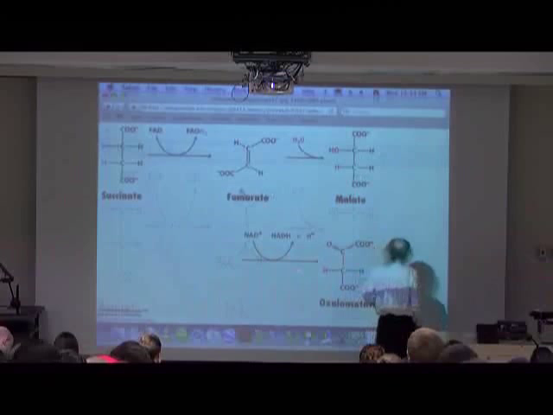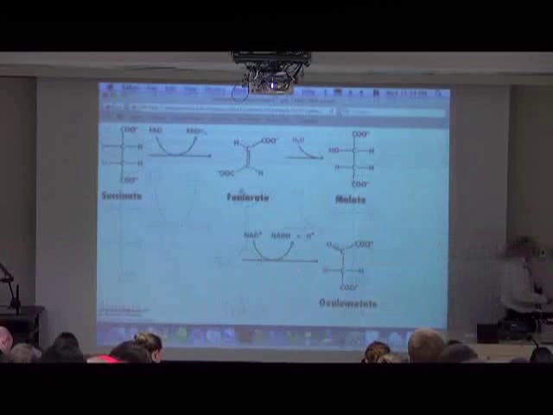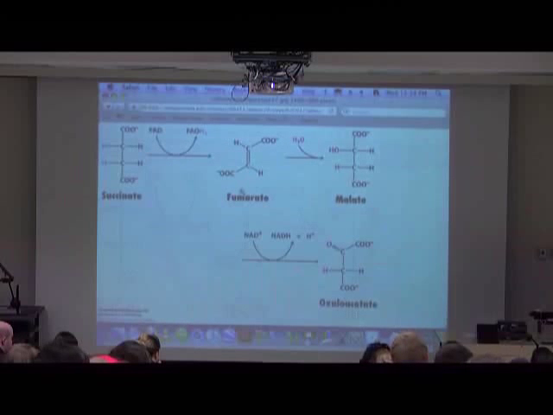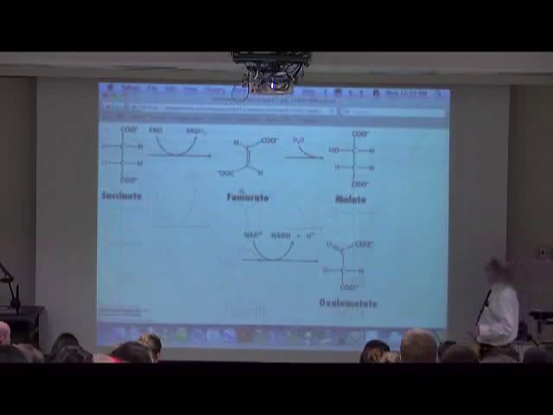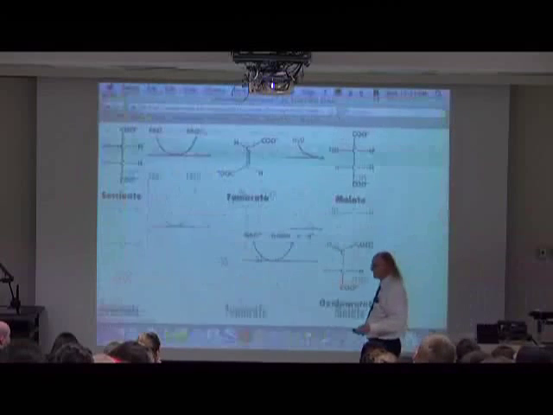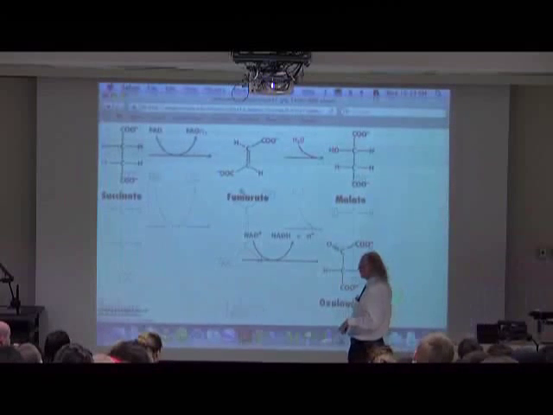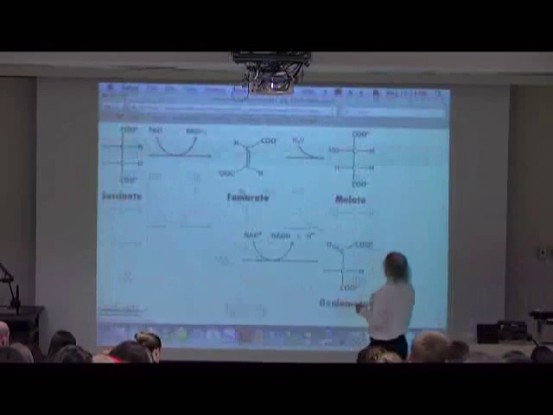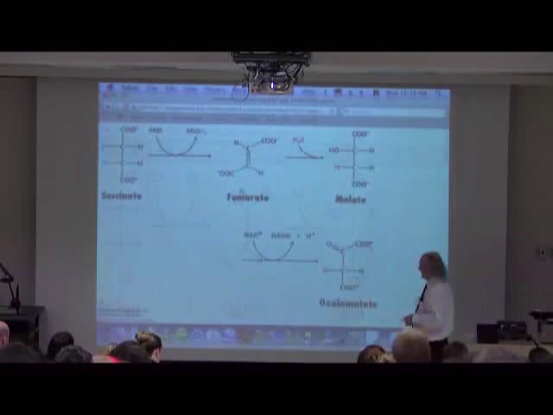Now, finally, we're almost to the end, and the next reaction is the conversion of malate back into oxaloacetate. So we're almost back to our starting point. This reaction, I think, is probably the most interesting reaction or the most unusual reaction of the citric acid cycle. It is an oxidation. We're converting an alcohol into a ketone.